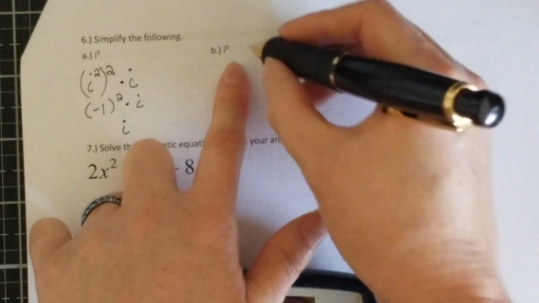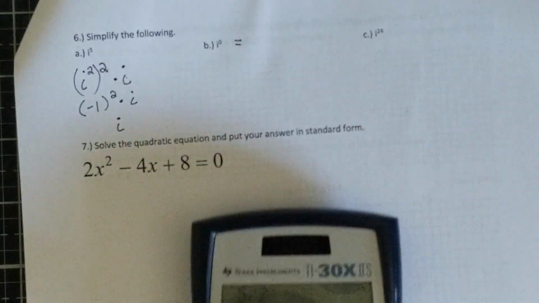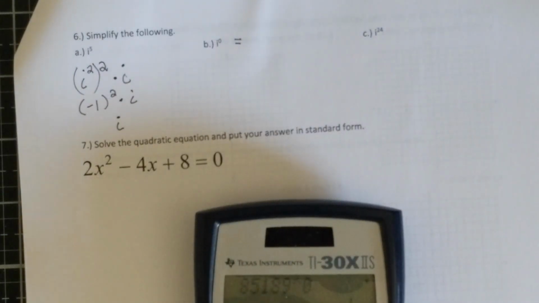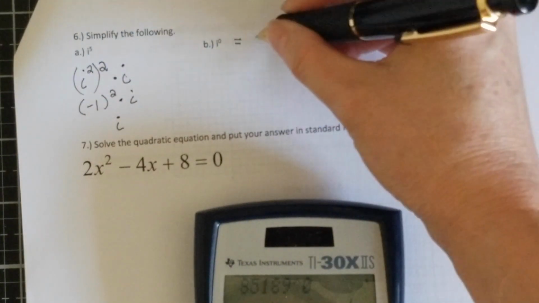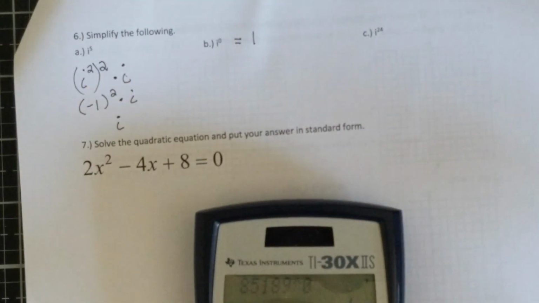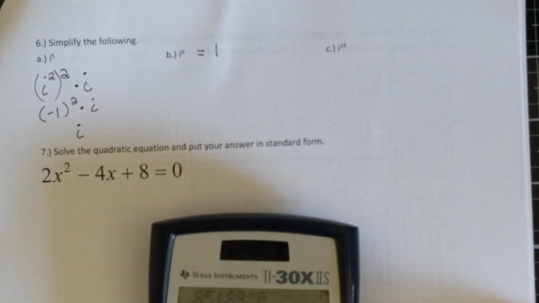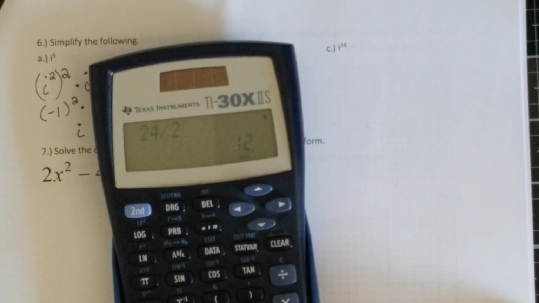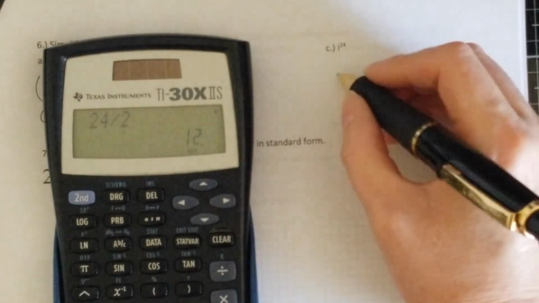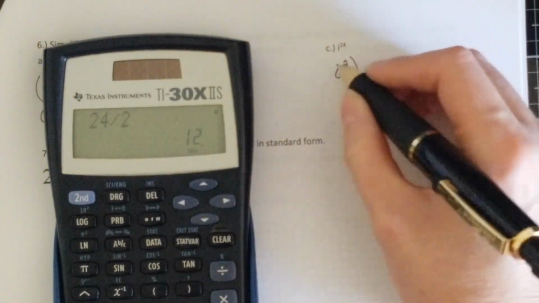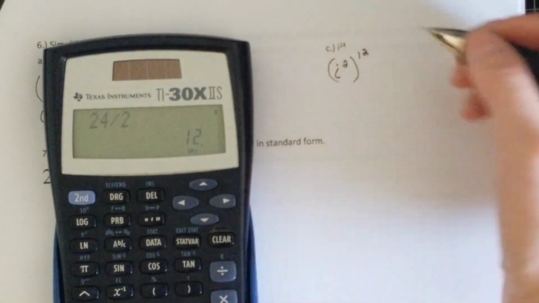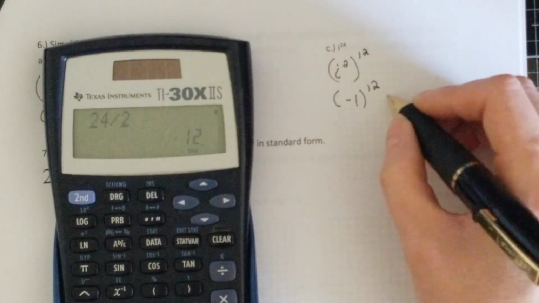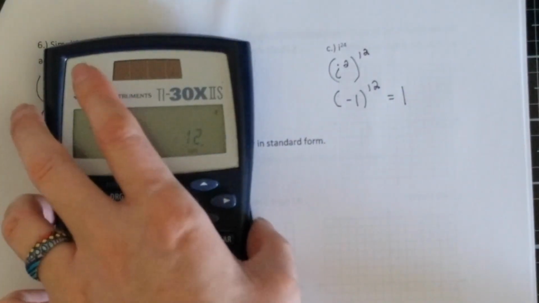i to the 0 power, that is just a rule. If you type in any number, so you can just pick a number, to the 0 power, any number to the 0 power equals 1, including i to the 0 power. Next, i to the 24, so 24 divided by 2 would be 12. That comes out perfectly. So this is i squared to the 12th power. So this is negative 1 to the 12th power, and that would just give you 1 if you type that in the calculator.